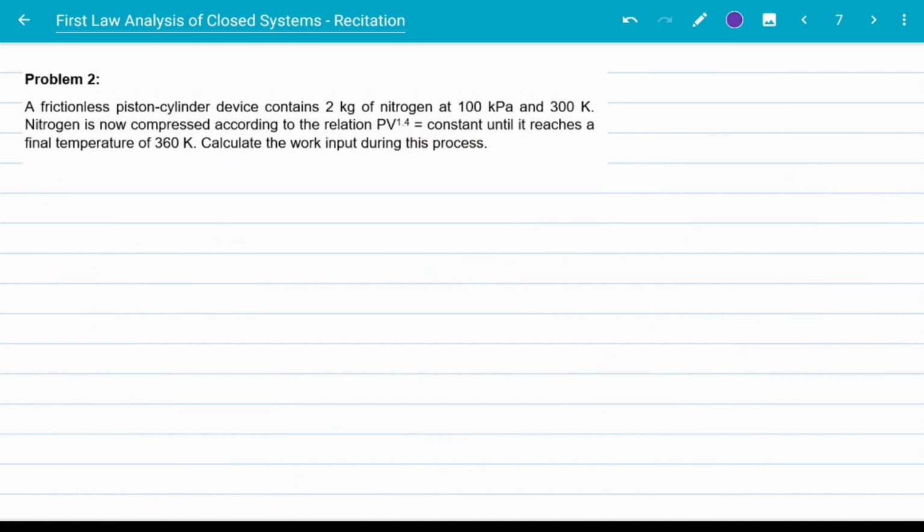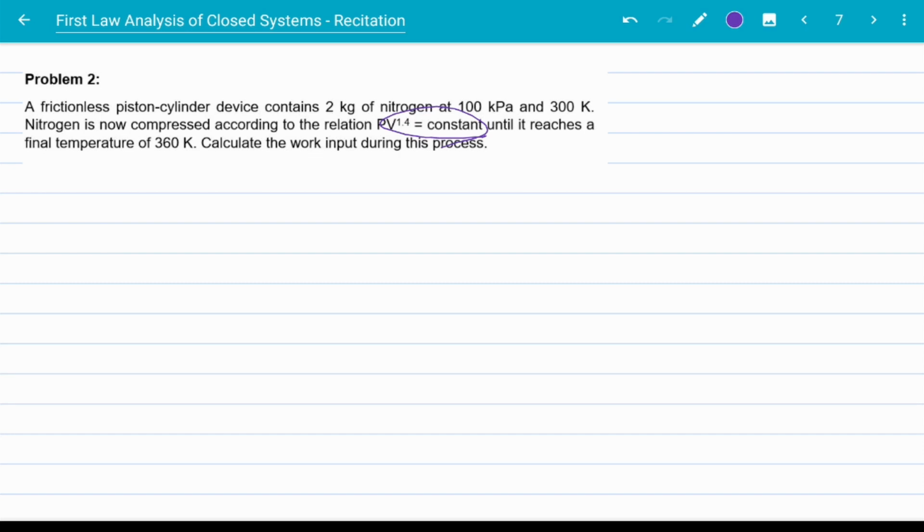Okay, problem 2. We have a frictionless piston and cylinder device that initially has 2 kilograms of nitrogen at 100 kilopascals and 300 degrees Kelvin. Nitrogen is now compressed according to a polytropic equation, which is given here. The final temperature is 360 Kelvin. It asks to calculate the work input during the process.